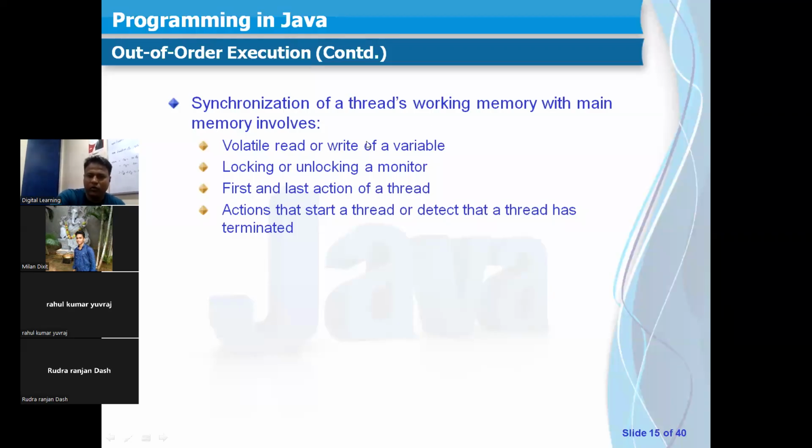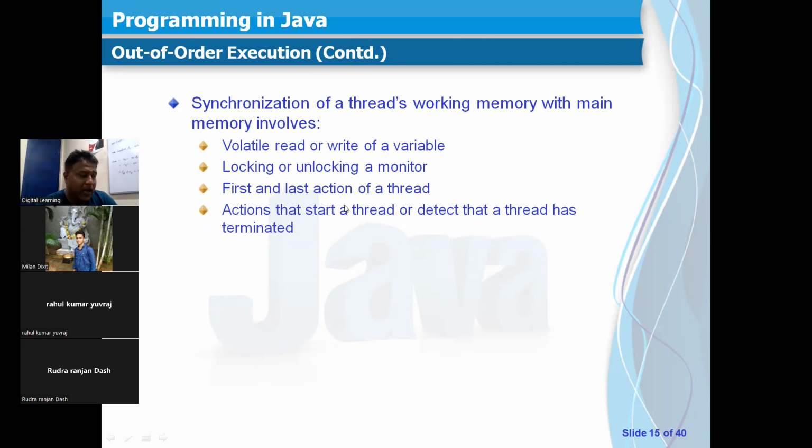Synchronization of a thread working with the main memory involves a volatile read and write of a variable. Volatile means the data is always changing. By using synchronization, a thread's working memory is synchronized with main memory, involving volatile read or write of a variable, and locking or unlocking of a monitor.